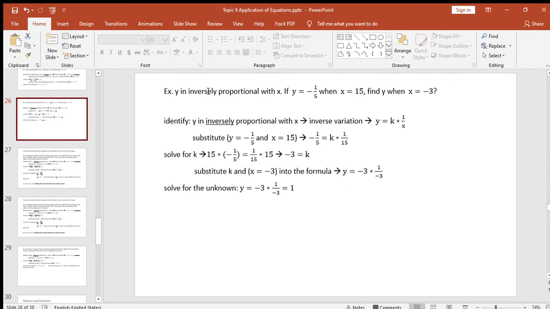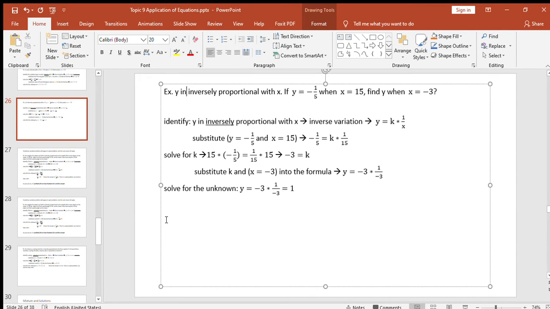So let's have another one. This time y is inversely proportional with x. If y is equal to negative 1 over 5 when x is equal to 15, find y when x is equal to negative 3. So in this case, the keyword is inversely. So that means it's going to be inverse variation. Just because it's proportional doesn't mean we're doing proportion, we're going to do variation. Our keyword here is inversely, okay?